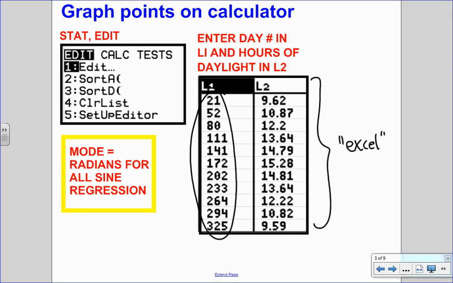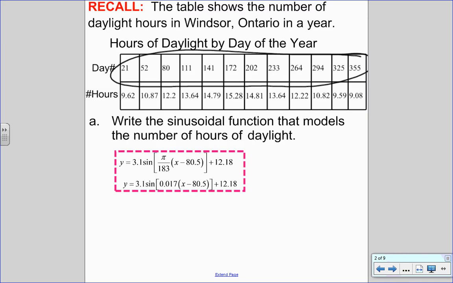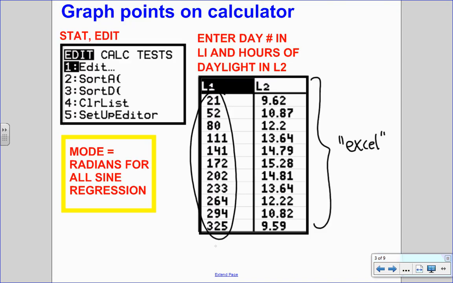Then I'm going to take list two, which is the hours. So these are my y coordinates, which are all of the values on my table right here. The y values are going into list 2. So in list 1 go my x values, in list 2 go my y values. So I just enter those one at a time, pressing enter to go from row to row to row.